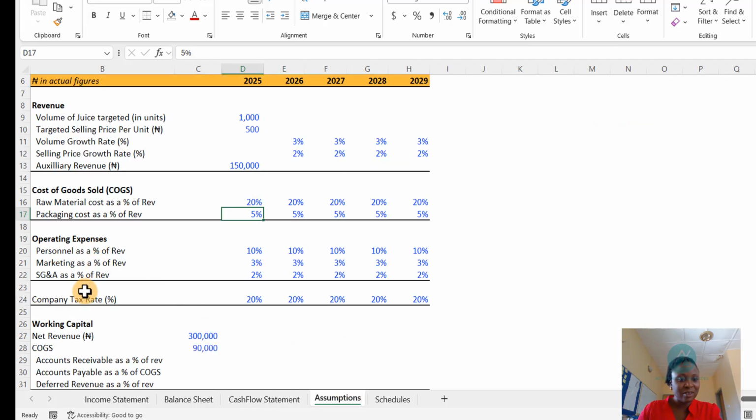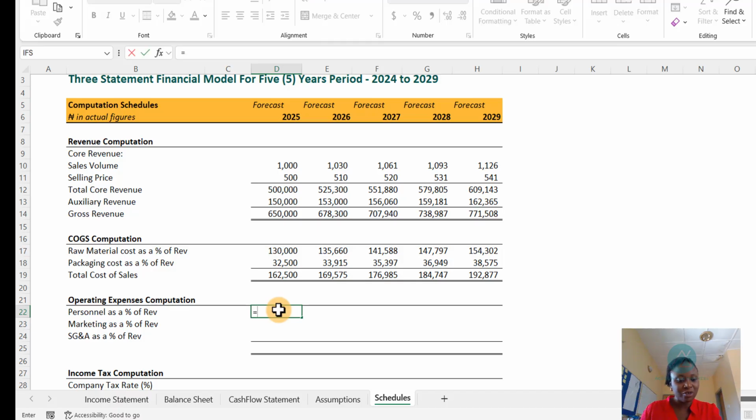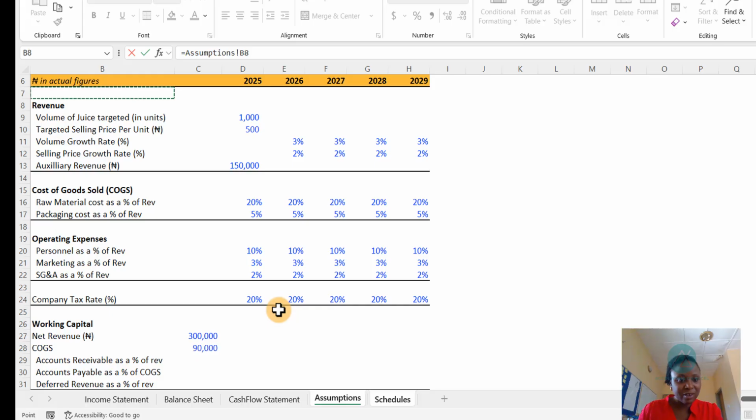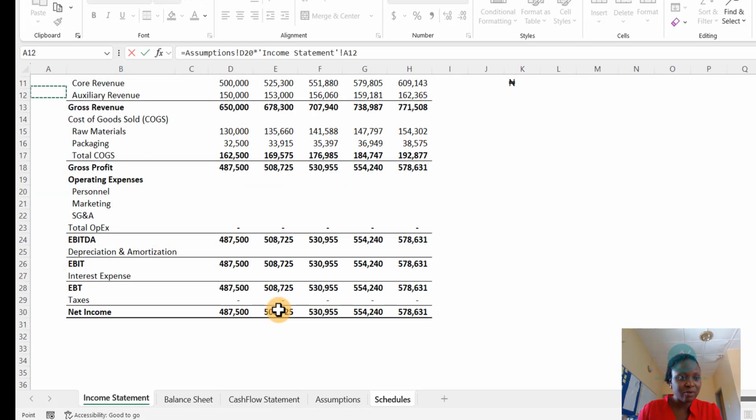Our operating expenses: personnel, marketing, and SG&A. They are all a percentage of revenue. So we just go right there and pick it from the assumption. What is personnel? Personnel is 10% of revenue. So we'll still do the same thing, times the gross revenue. So we go back to the income statement and times the gross revenue.